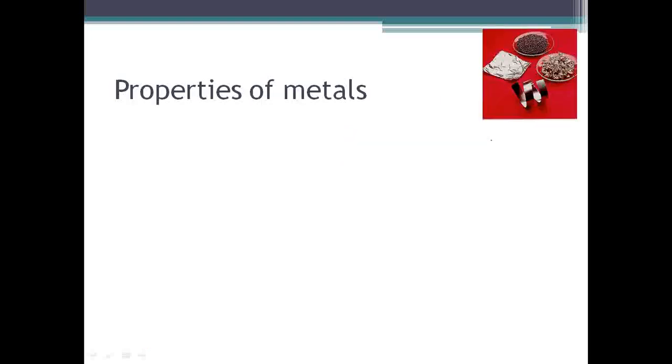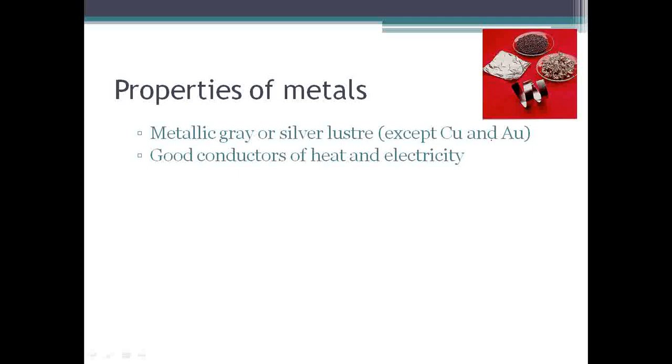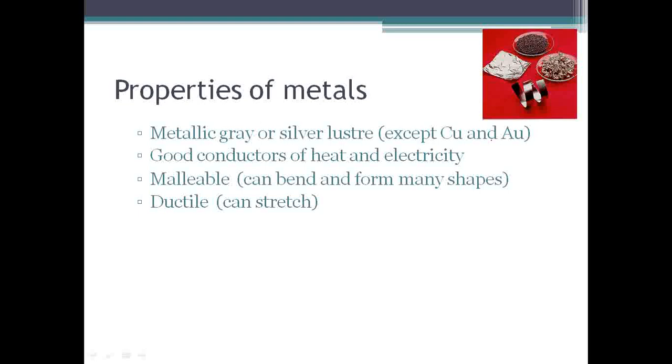Alright, we should have a very quick look at the properties of metals. Now, everything I'm about to tell you is a generalization here. First of all, the metals are generally metallic grey or silver, and there's only a couple of exceptions for that, and that's copper and gold. They're good conductors of heat and electricity. They're malleable, that is, you can bend them and form them into many shapes, and they're ductile, that is, you can stretch them out. Most metals are solids. There's a few exceptions. Remember, I said all of these are generalizations. Exceptions being these 3 here, and this one here, you might know, this is actually mercury.